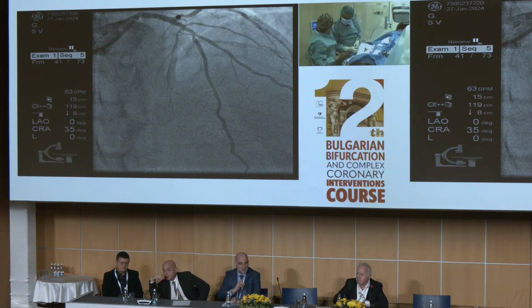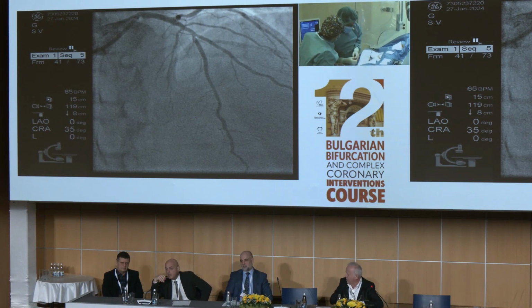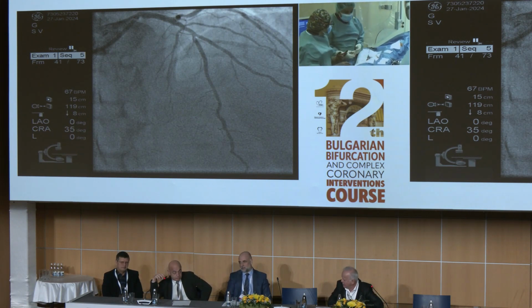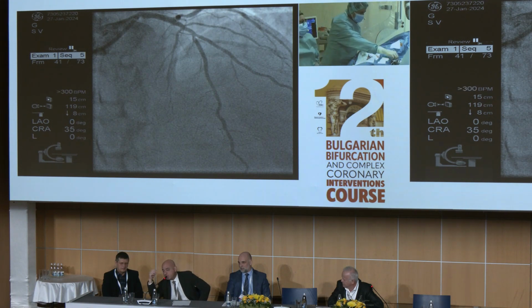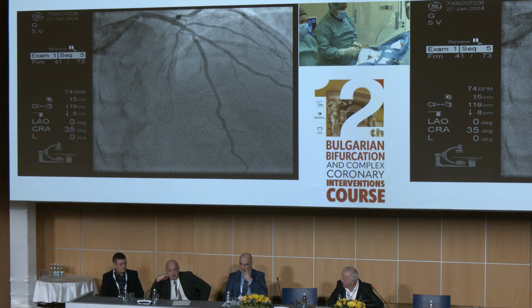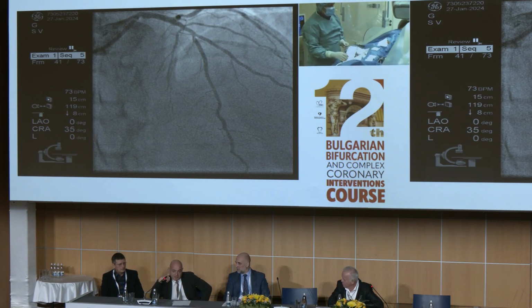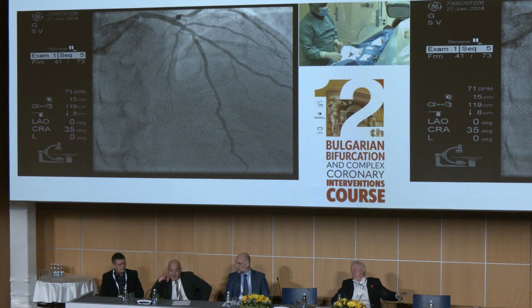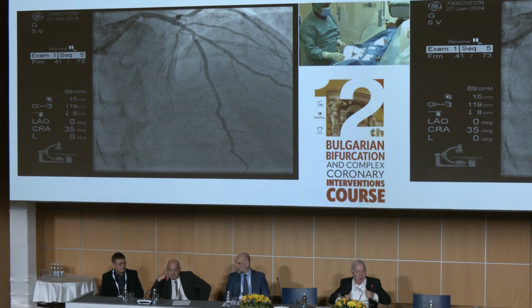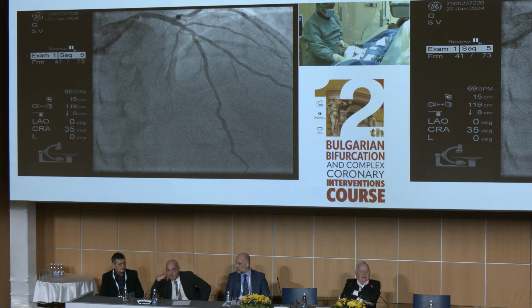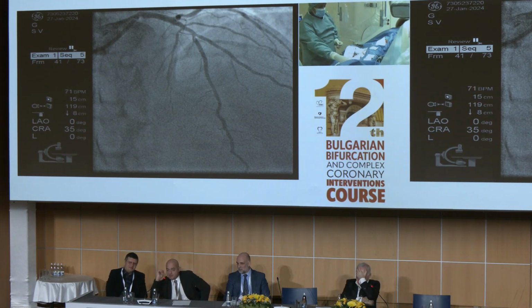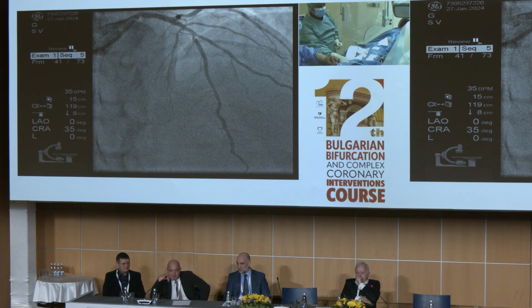One question from the panel. Question from the panel, full advance: why did you decide to use IVUS and not physiology like FFR? Because looking at this artery, I think it's absolutely a negative FFR. Then just a question. You are the operator.